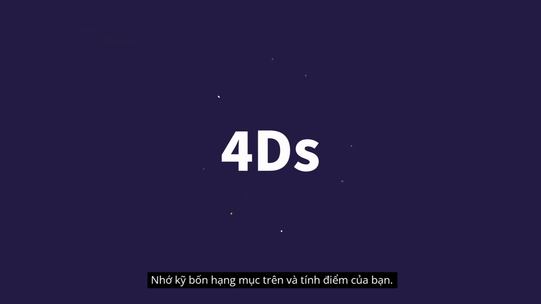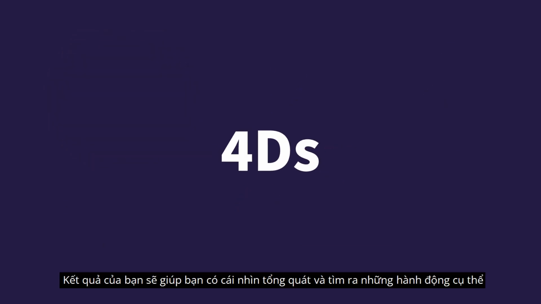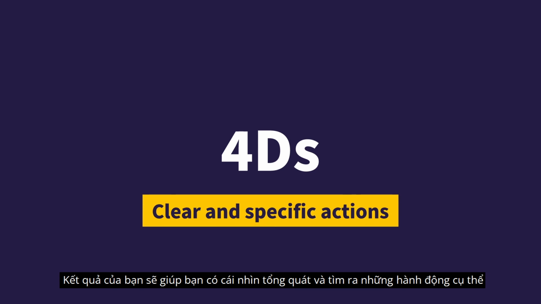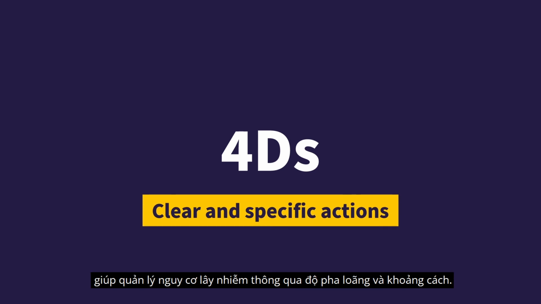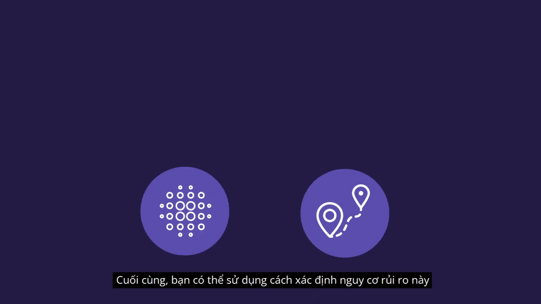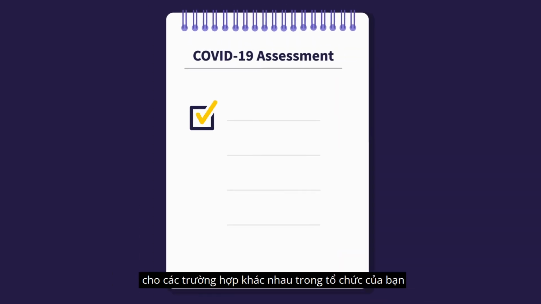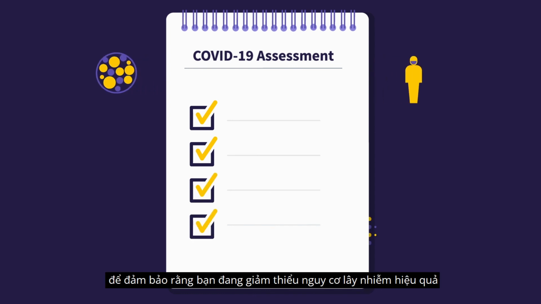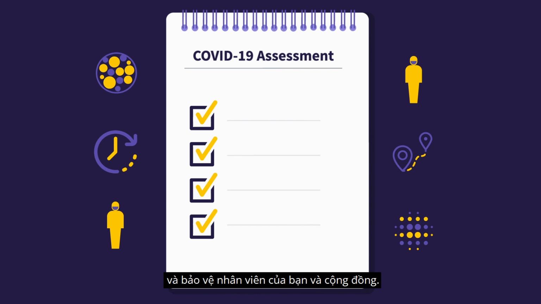Keeping the 4 Ds in mind, determine your score. Your results will outline clear and specific actions to help manage the risk of transmission through dilution and distance. Lastly, you can use this risk assessment tool for the different scenarios present in your organization to ensure that you are properly reducing risk and protecting your workers and your community.